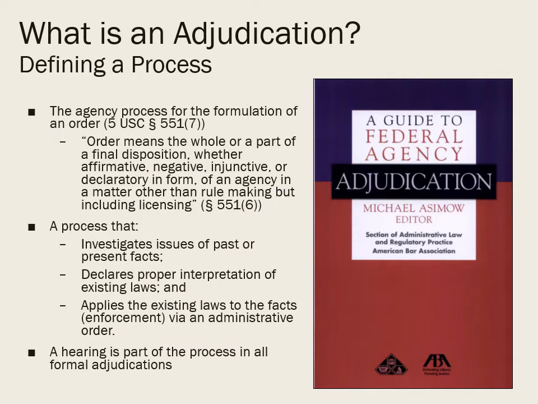But knowing it's the process due isn't quite enough for a proper definition of adjudication. According to the Administrative Procedure Act, an adjudication is an agency process for the formulation of an order. Typically, that process investigates the facts of the case, determines the proper way to interpret an existing law, and then applies that legal interpretation to the facts of the case. If this sounds similar to a court trial, that's because it is. Formal administrative adjudications are basically the agency equivalent of a trial, and formal adjudications always include a trial-type hearing.